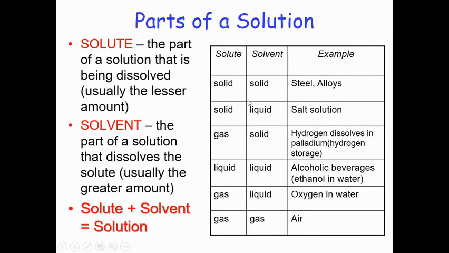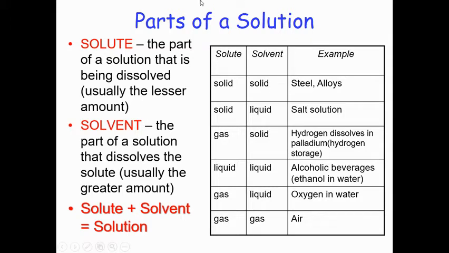Okay, so let's talk about different typical solutions we see. If you were to look at an alloy, which is a homogeneous mixture of solids, your solute in that case would be a solid, and your solvent would also be a solid. So like your 14 karat gold, your solvent is gold. Your solute is any of those impurities.